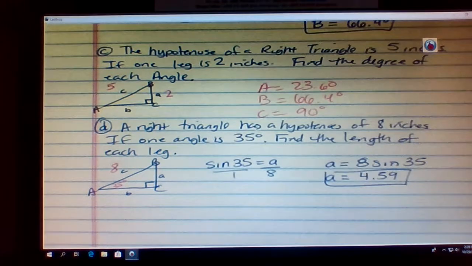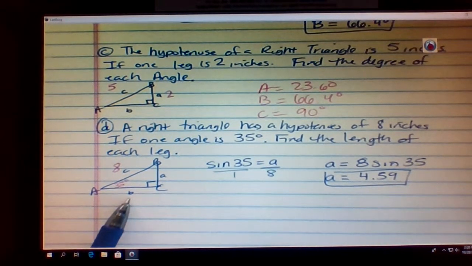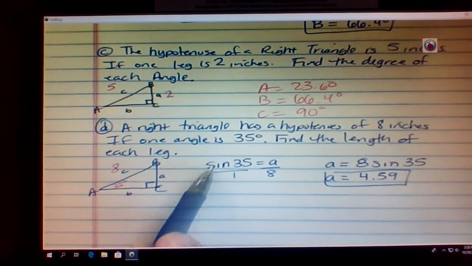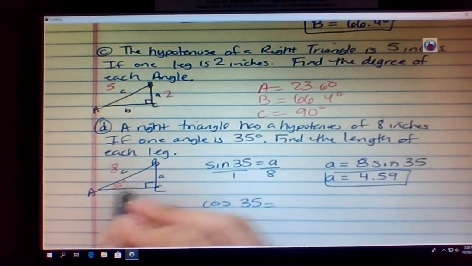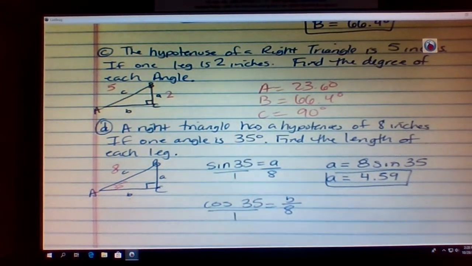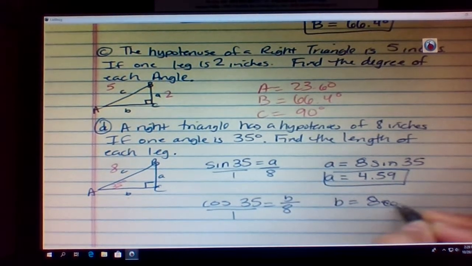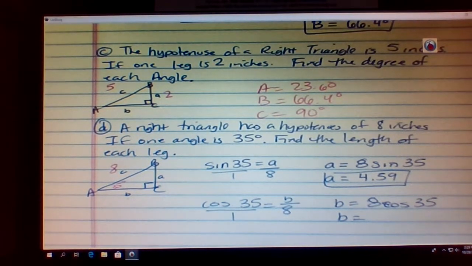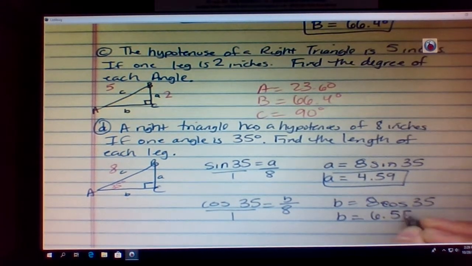Now, I can use this 35, but if I want to look for B, because it says find each of the legs, I have to not use sine, but use what? Cosine of 35 equals adjacent, which is the B, over the hypotenuse, which is 8. B equals 8 cosine of 35. So B is 6.55. You got 6.55.